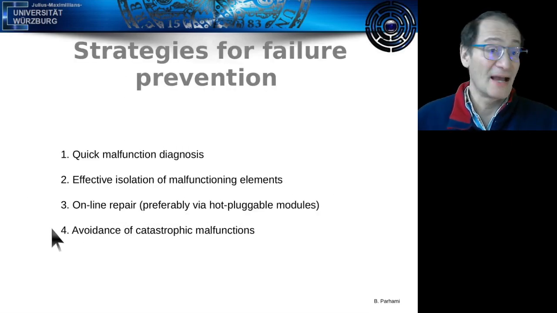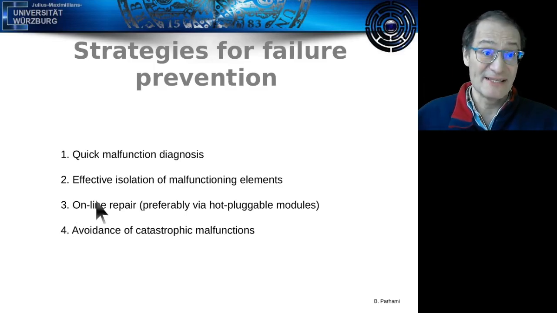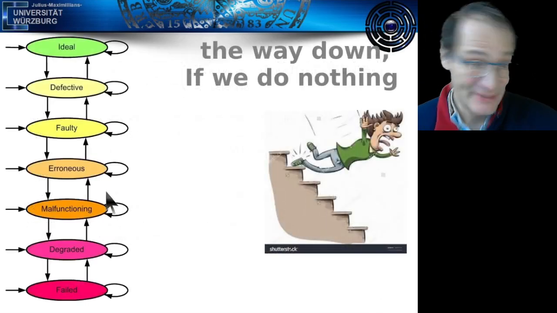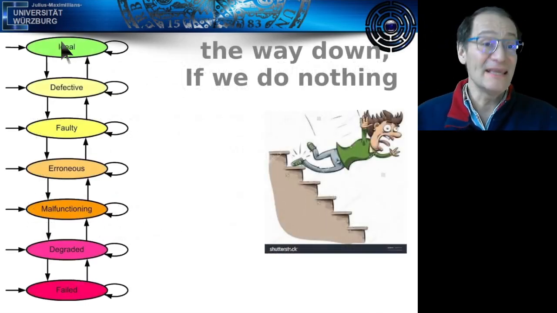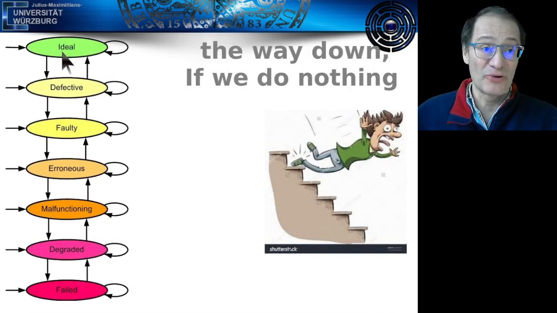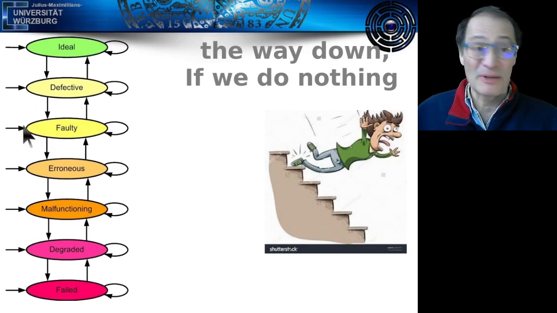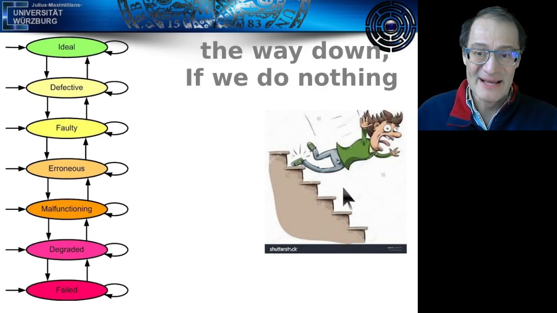Okay. And I said before, going down is very easy. The difficulty is to stop this and go up again. This is the way going down. We have the ideal system, everything is working properly, and if something goes wrong, then we have this chain going worse until we have failed or the accident. And very important is to stop at one point and maybe to go back. And this is difficult.